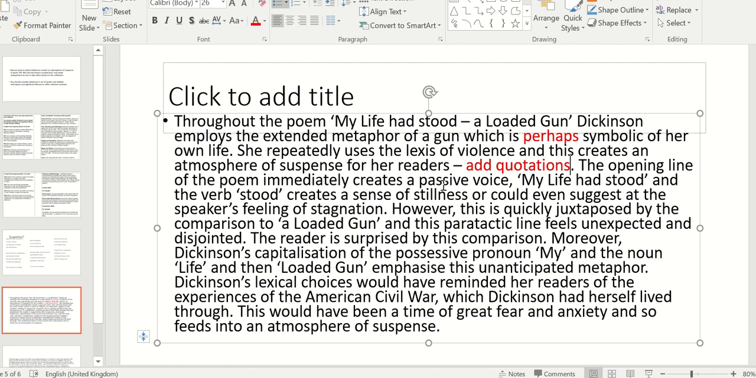The opening line of the poem immediately creates a passive voice. "My life had stood." Okay? And I remember some of you commenting on that. That's grammar and morphology. The verb "stood" creates a sense of stillness, or could even suggest the speaker's feeling of stagnation. However, this is quickly juxtaposed by the comparison to a loaded gun, and this paratactic line feels unexpected and disjointed. Paratactic is held back, like "I heard a fly buzz when I died." Yeah? The speaker is surprised by this comparison, which creates an innate sense of suspense.